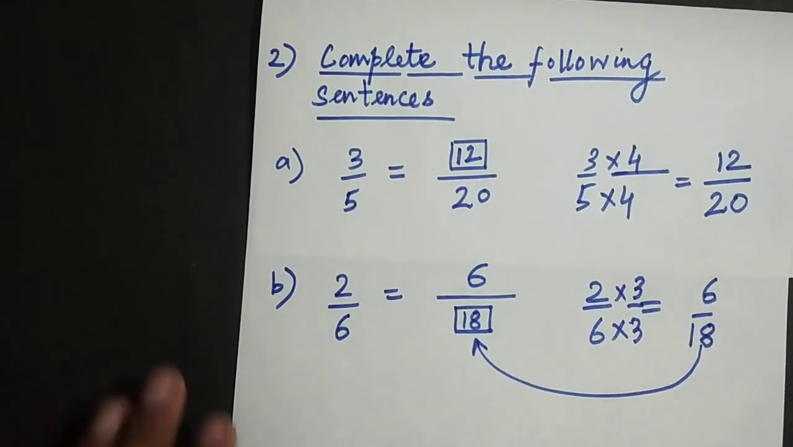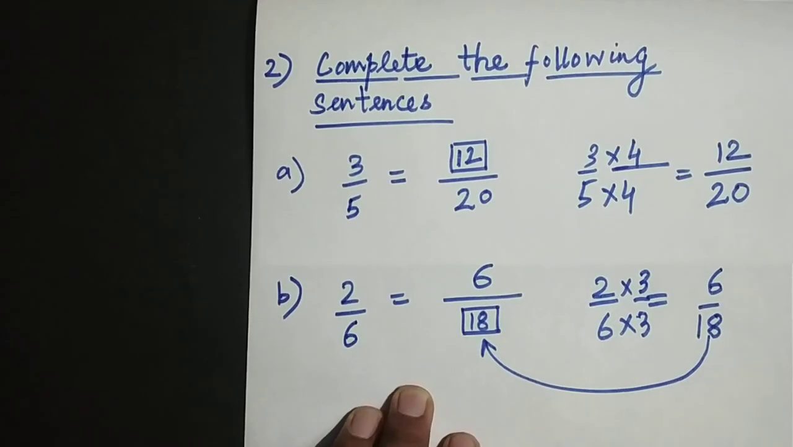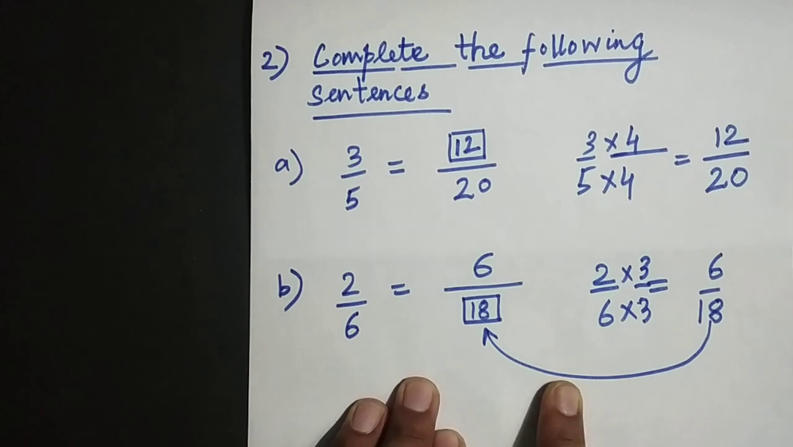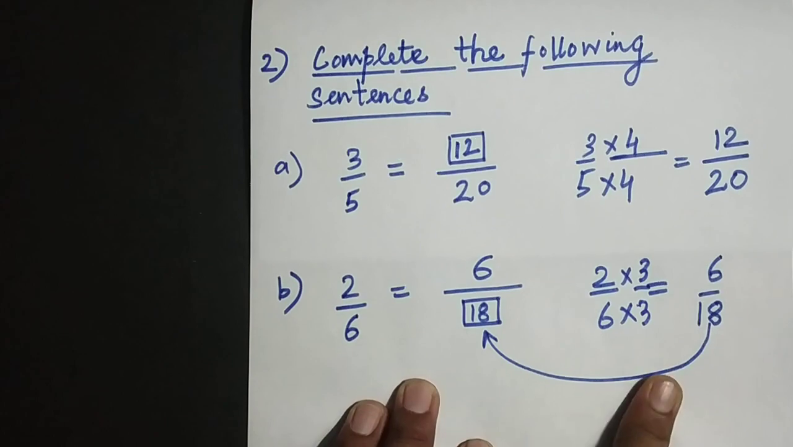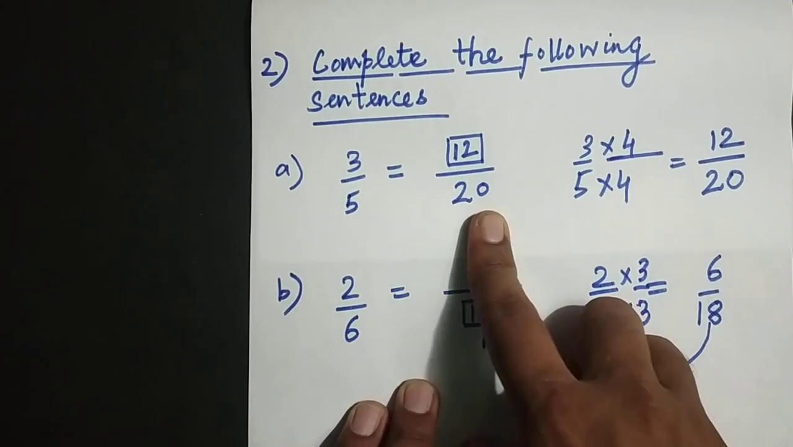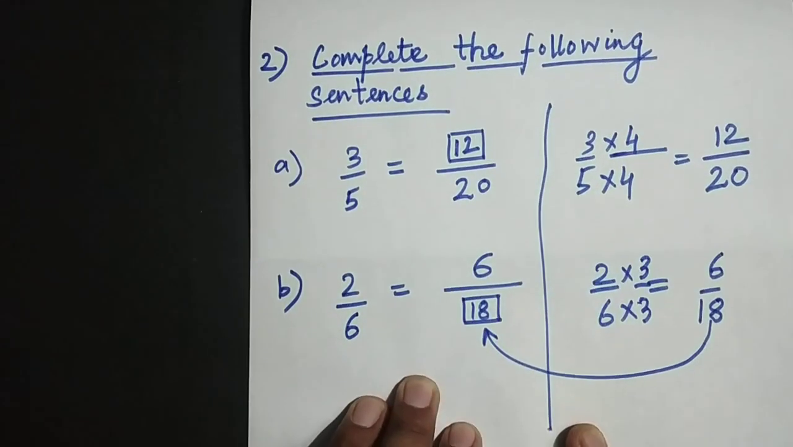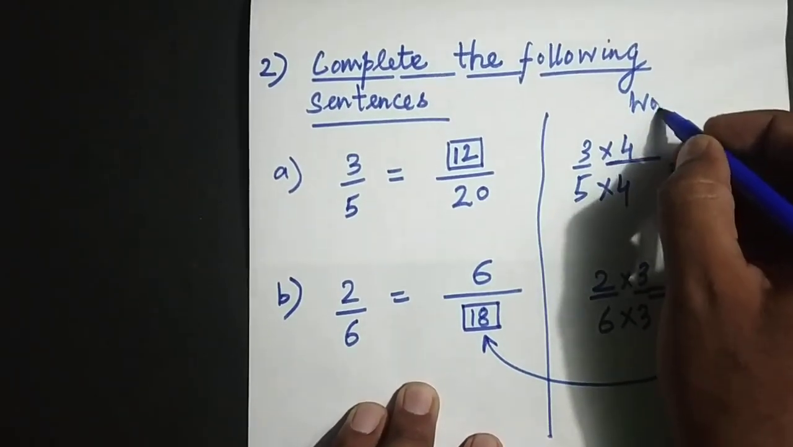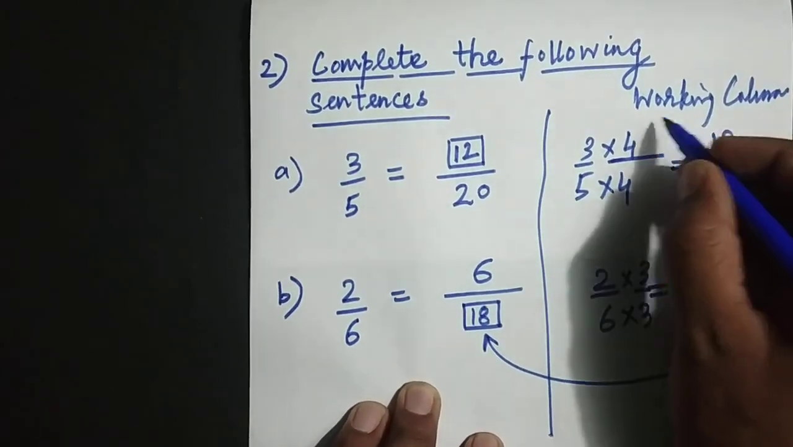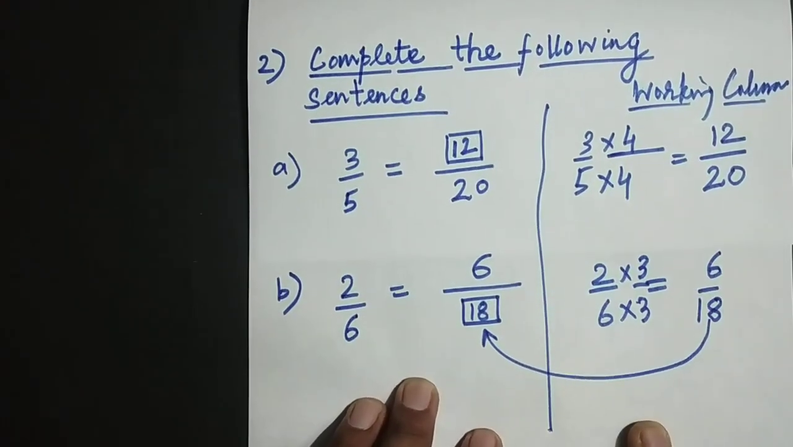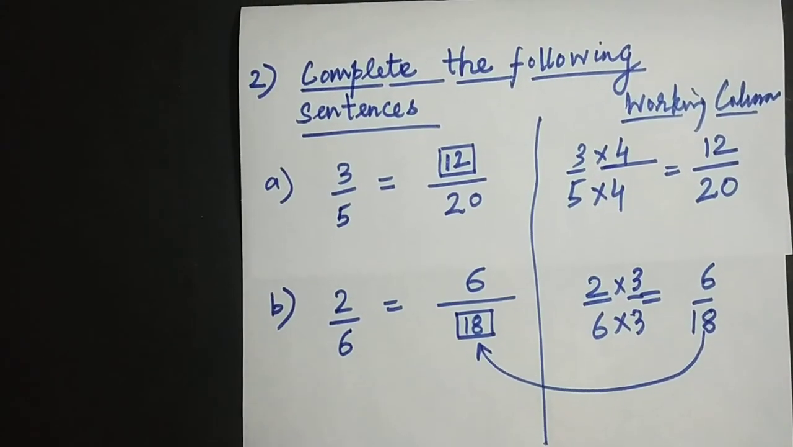So it's very easy. When you solve in your notebook, you have to make a working column and show this calculation part. Don't write your answer directly. First you have to draw a line, and on the right hand side you will write the working column, and very neatly you have to show this multiplication. Understood? So that's all for today. Thank you, children.